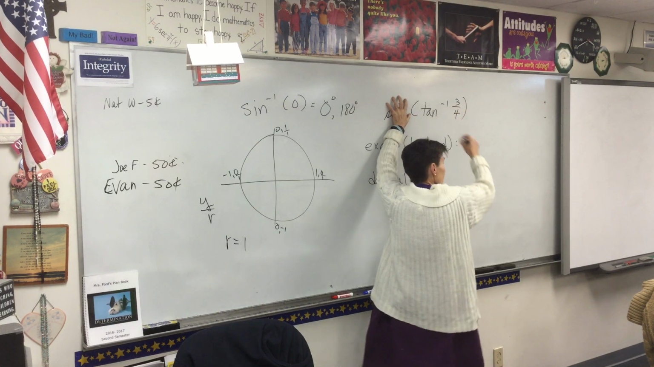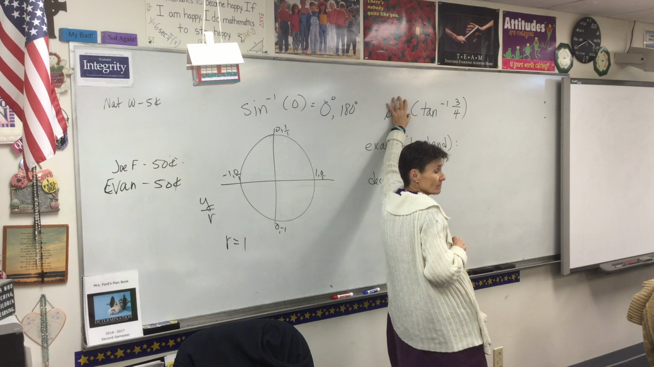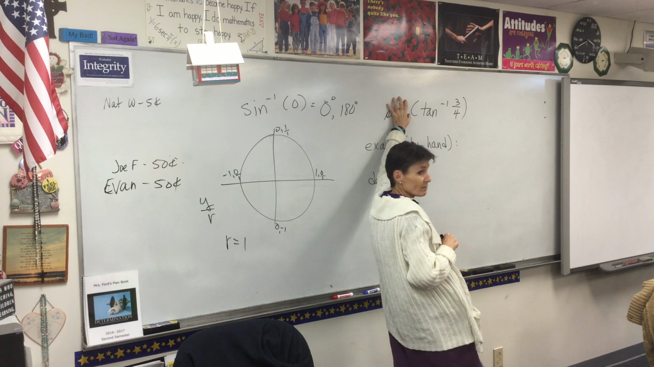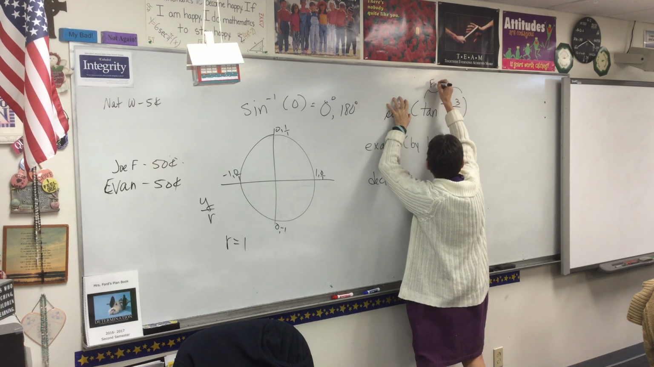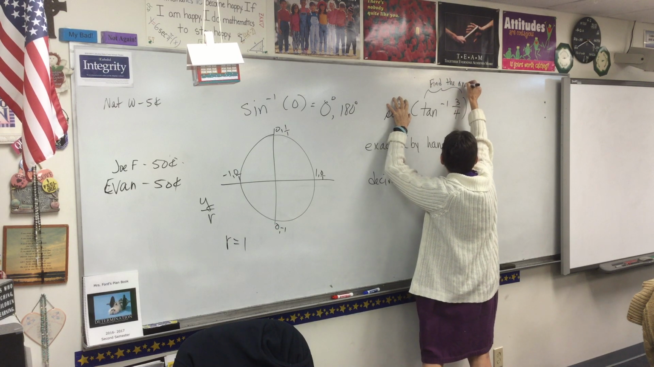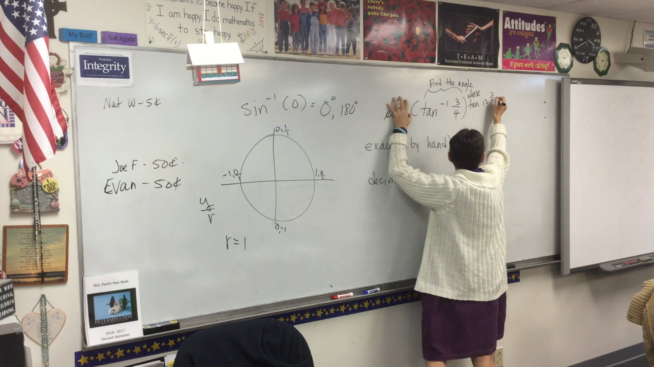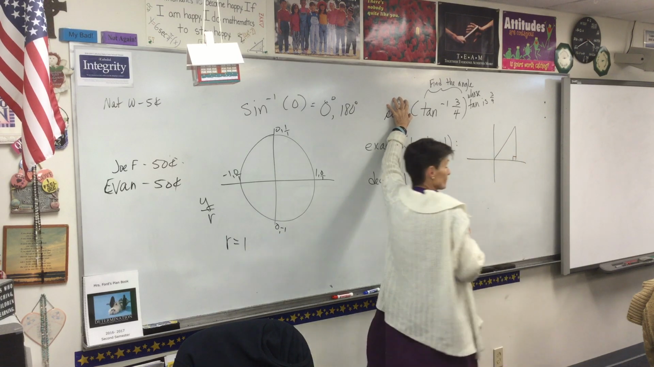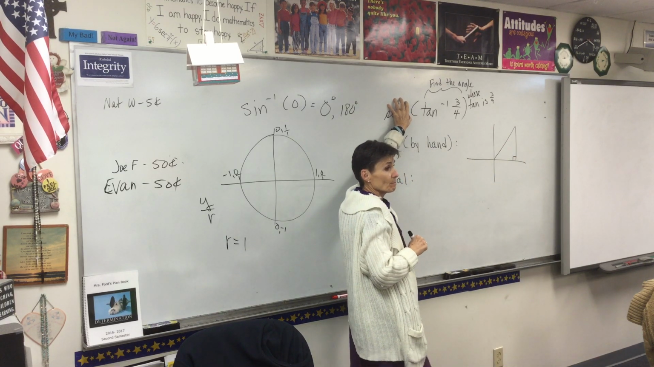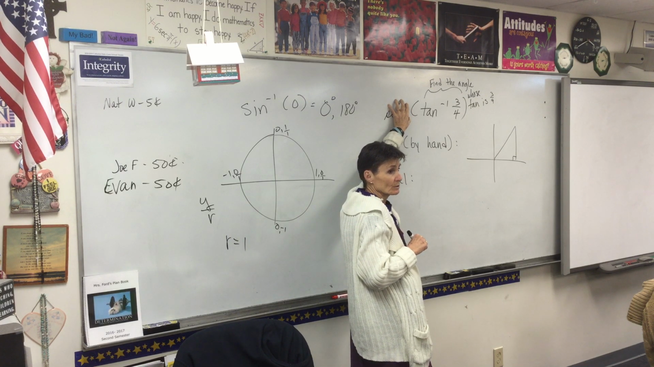Can anybody tell me what that says? Find the angle whose tangent is 3/4. This says find the angle whose tangent is 3/4. So I'm going to go ahead and draw that in quadrant 1. And I'm going to give you a break. We're only going to do quadrant 1 for these big problems because that's all your calculator will do.